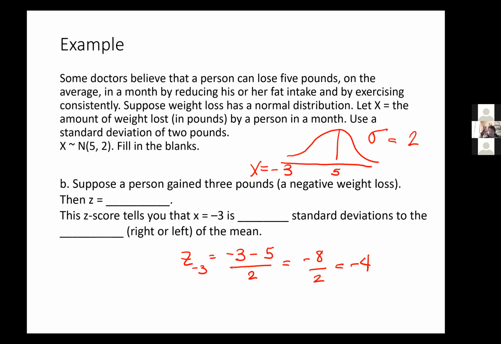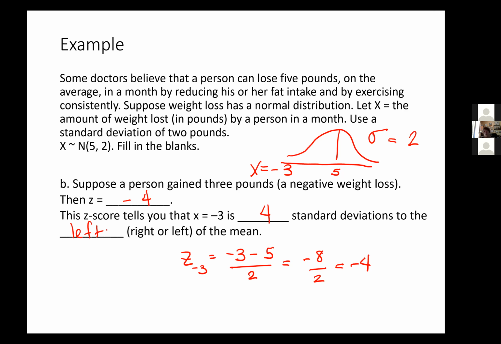So what this means is that you're 4 standard deviations to the left of the mean if you gain weight. If you gain 3 pounds, you are to the left of the mean, 4 standard deviations to the left. You are not following the plan if you gain 3 pounds. So z is -4. The z-score tells you that x equals -3 is 4 standard deviations to the left of the mean.